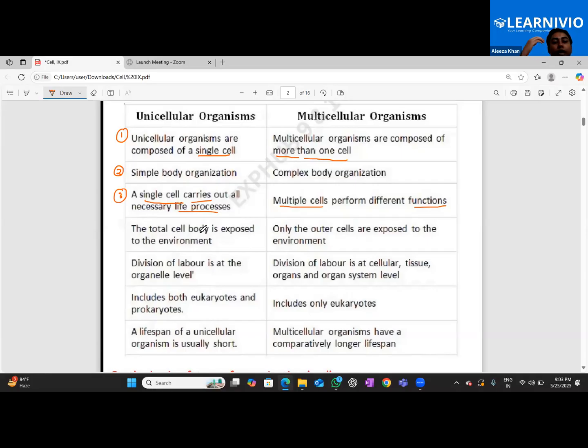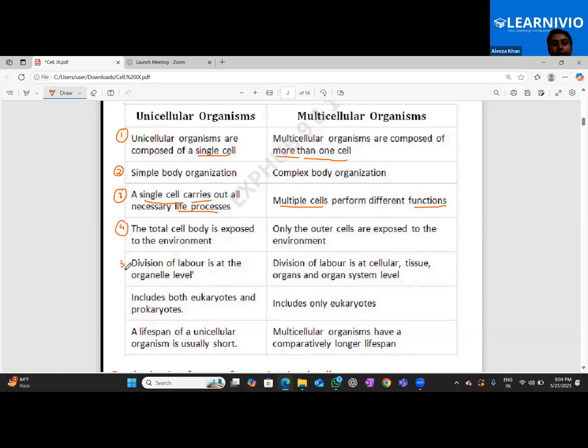Whatever is external in the multicellular organism is exposed, these are the outer cells, while in unicellular organisms the total body cells are exposed to the environment. This is the fourth point for differentiation. Also, division of labor is at the organelle level.